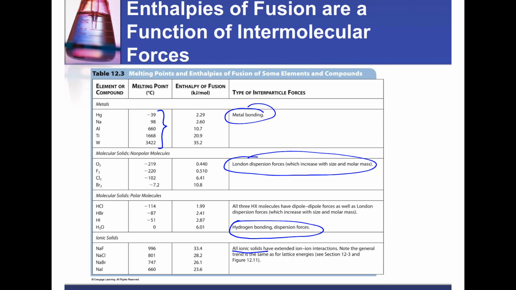Molecular solids that are non-polar, so these are only things that have dispersion forces, all have really low melting points. What that means is that they are liquids or more likely gases at room temperature. When we're talking about polar molecules, those tend to have a little bit higher average melting point and boiling point because the intermolecular forces are a bit stronger there and they're more likely to be in a liquid or solid state. And then ionic solids all have pretty high melting points.